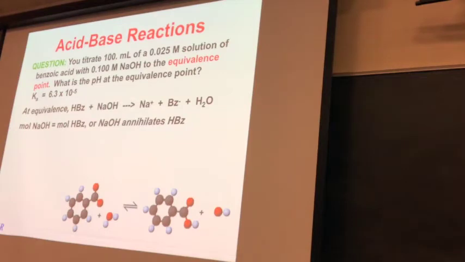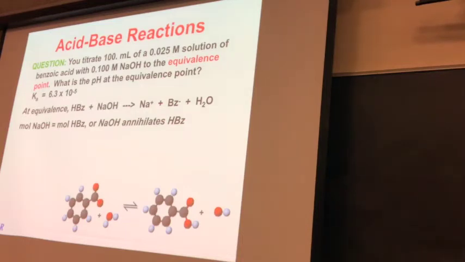So at this point, at equivalence, your benzoic acid and sodium hydroxide are equal moles. All right, they're wiping each other out, in my juvenile way of talking about things. You end up making sodium ions, which are pH boring. They don't have any pH effect. Benzoate, which is the conjugate base of the weak acid, will make hydroxide. And water, which is pH of 7.